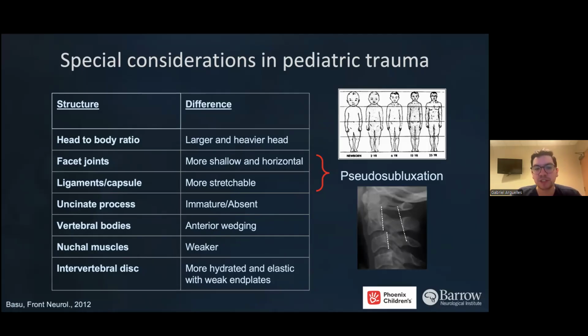And then the intervertebral discs are a lot more hydrated, and that also means they're more elastic with weaker end plates. So you often see separations of the end plates from the rest of the vertebral body in kids, and you don't see that as much in adults. So a lot of big differences.